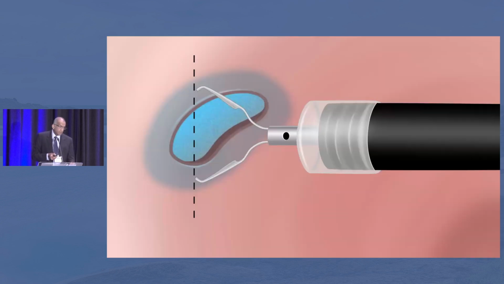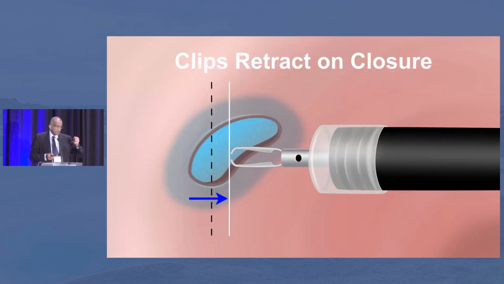So how do we go about doing that? I want to show you the principle of clip closure. You can see the clip, and when the assistant closes, every clip that is available in the market will retract by a few millimeters. If you do not compensate for that retraction, you will deploy the clip a little bit superficially. As you can see, as the clip closes, it retracted by a few millimeters.